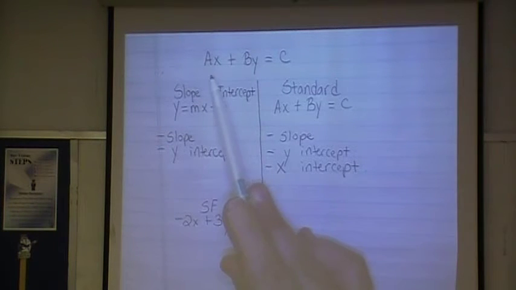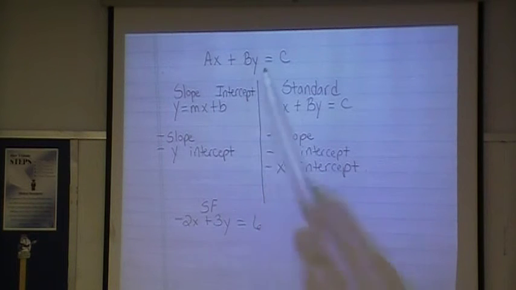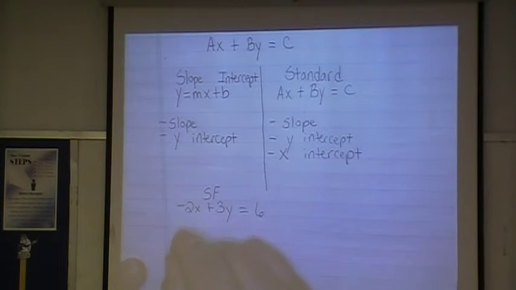Standard form says, okay, there's the x. X is first, and your y, then equal sign, and then a number. Now look, you're going to have an x, you're going to have a y. Here's your x, here's your y. Then the a, the b, and the c are going to be numbers. It's not going to be a, b, and c, it's going to be numbers. So negative 2x plus 3y equals 6. That's standard form.